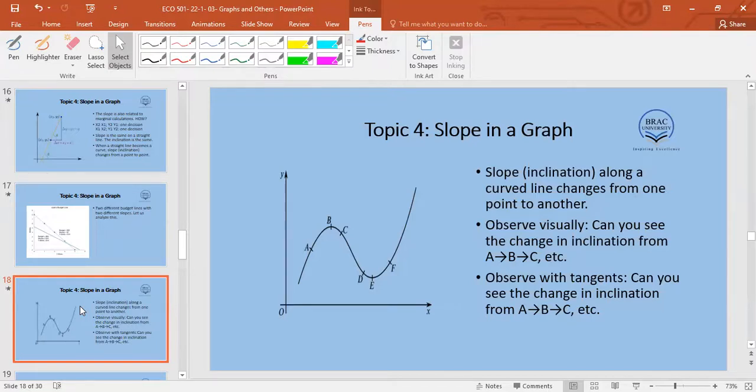Right, sir. We move from A to B, we are slowly going up. We move from B to C, we are slowly coming down again. But look at the inclination from C to D. Doesn't it become very steep? Yes, sir. People have problems understanding these things. As we move from C to D, aren't we suddenly going down? Yes, sir. This is the slope on a curved line, which changes from one point to another.